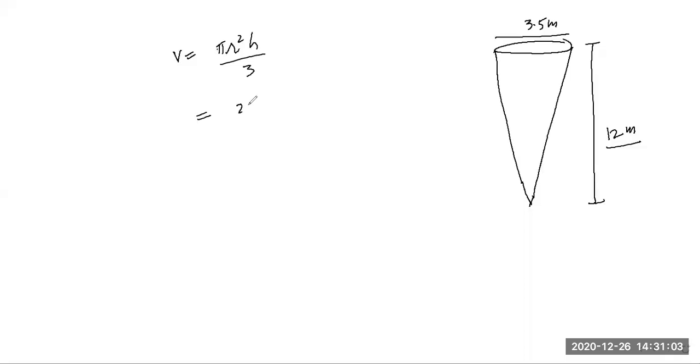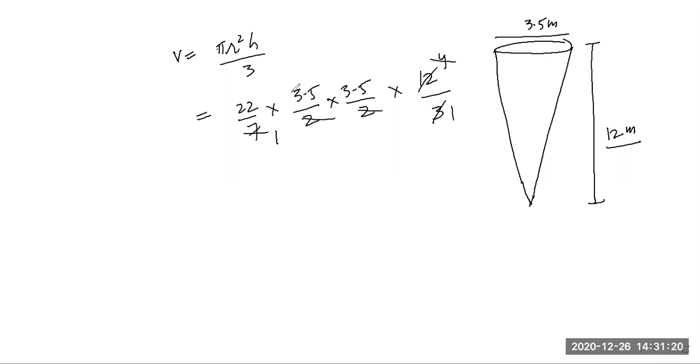So that is equal to pi 22 by 7 into r will be 3.5 by 2 into 3.5 by 2 into h is 12 divided by 3. So 3 ones are 3, 3 fours are 12, 2 cancels with 4 and 7 will cancel with 3.5, giving 0.5. Right students? So we will get volume is equal to 22 into 0.5 into 3.5. This is meter cube, right? Everything is given in the meter. So this is equal to 38.50 meter cube.